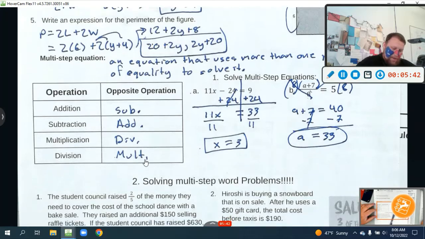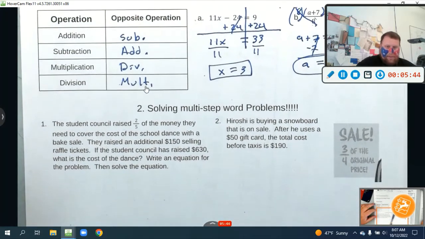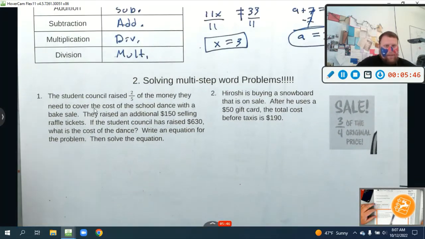Okay, now we're going to talk about solving multi-step word problems. Take a minute, read this, see if you can set up an equation, solve it. Ready, set, go.